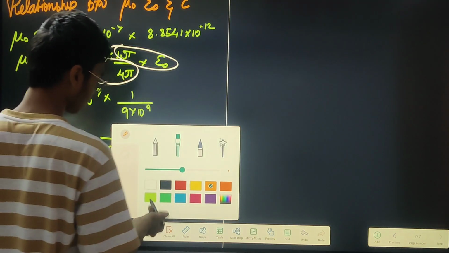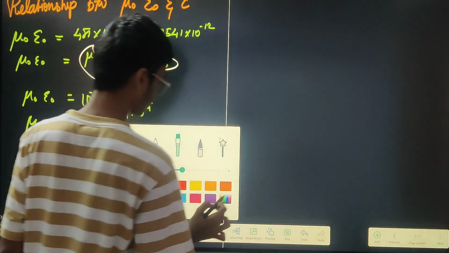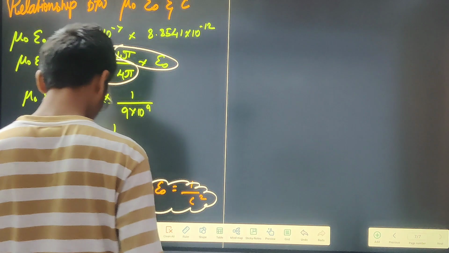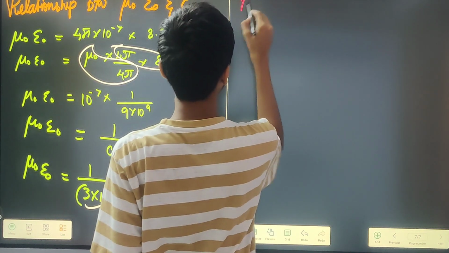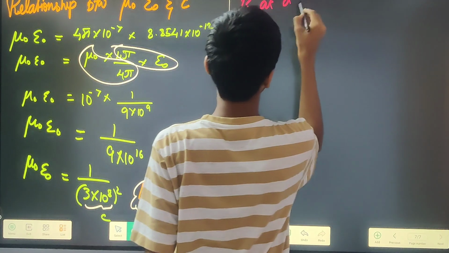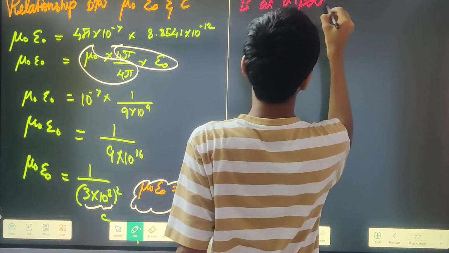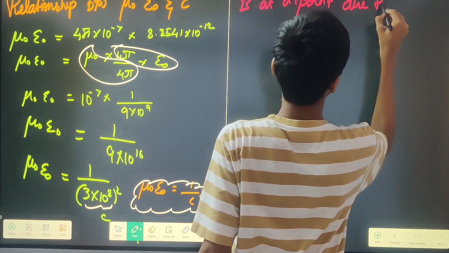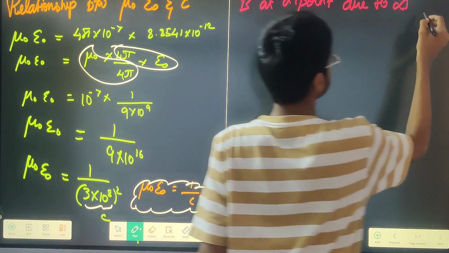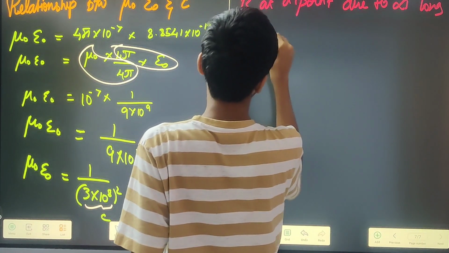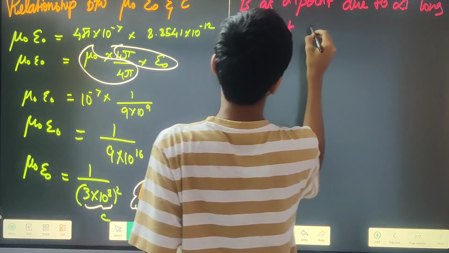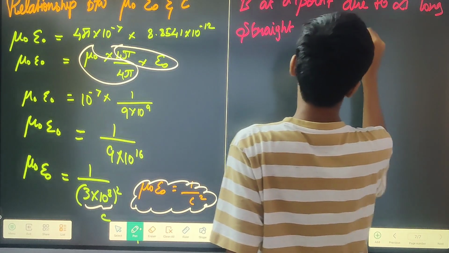Next is B at a point due to an infinitely long straight current carrying conductor. That means the magnetic field at a point due to an infinitely long straight current carrying conductor.